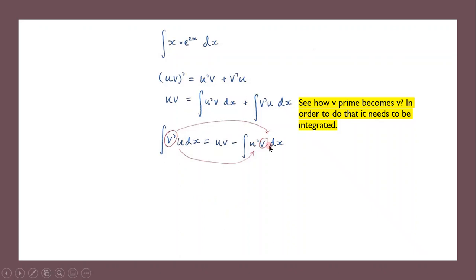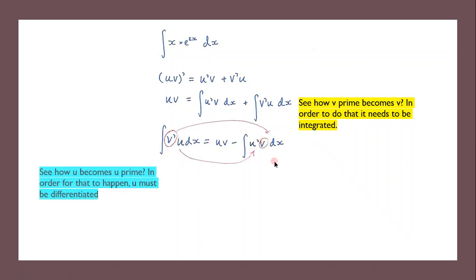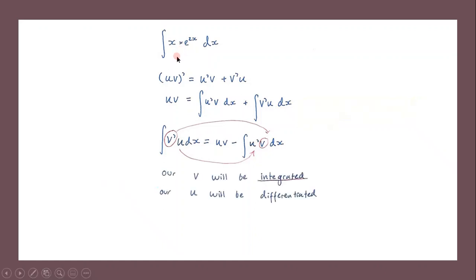So see how v prime becomes v, and in order to do that, it needs to be integrated, and see how u becomes u prime. In order for that to happen, u must be differentiated. So when you're looking at more complicated functions, it's important to think which should be v prime and which should be your u. So our v will be integrated and our u will be differentiated.